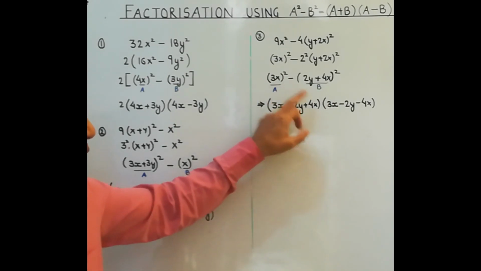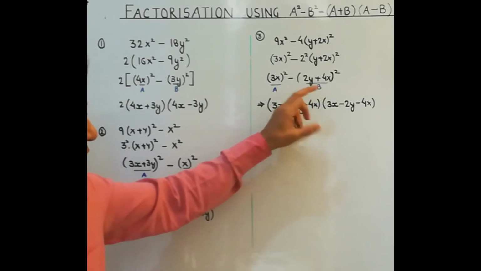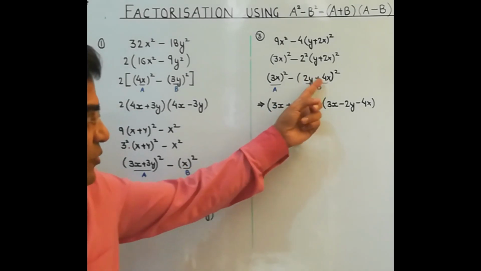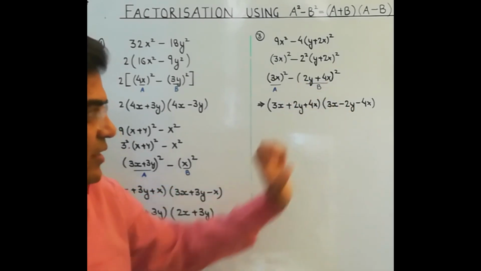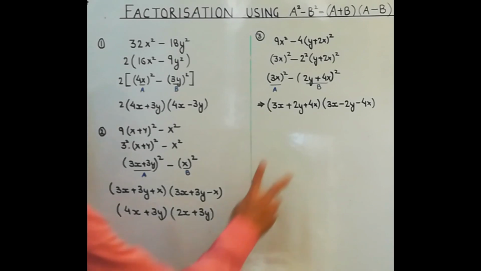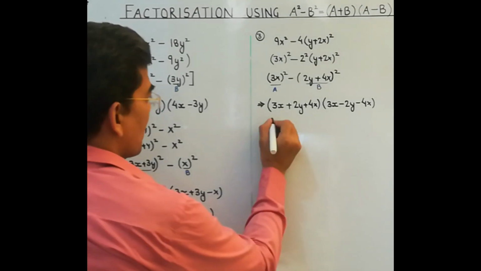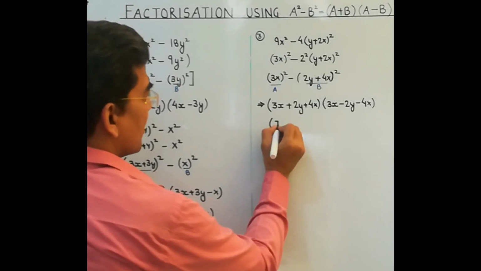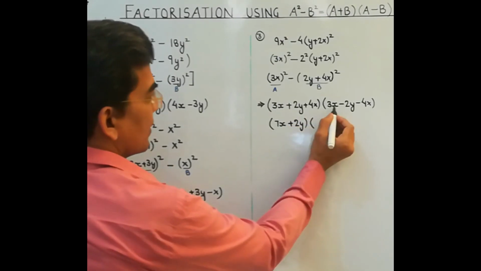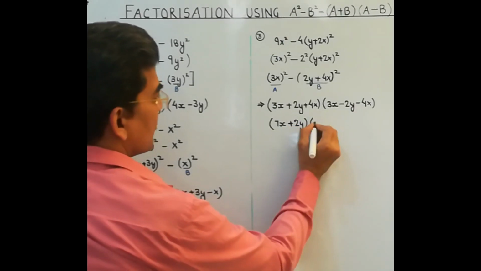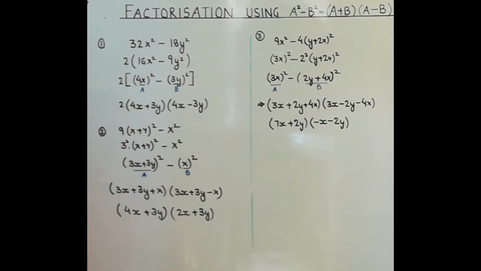And remember, whenever you are taking minus of b, you have to change the sign. So this becomes minus 2y and this becomes minus 4x. Now within the bracket there are like terms, so they can be solved. So let's solve it. 3x plus 4x will give us 7x plus 2y, and here 3x minus 4x will be written as minus x minus 2y. Is this much clear?